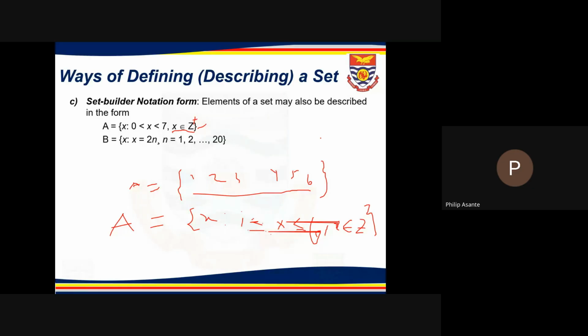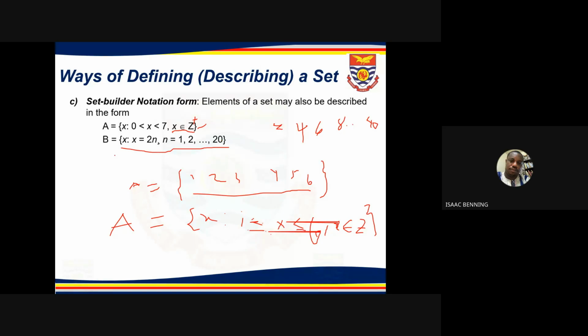Yes, please. Okay. Then the number 2, where we were having 2, 4, 6, 8, up to 40, right? We can also write the set builder notation in this form: B is equal to 2n, where n is equal to 1, 2, 3, 4, up to 20.